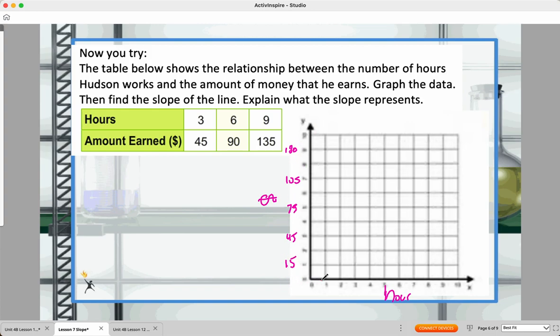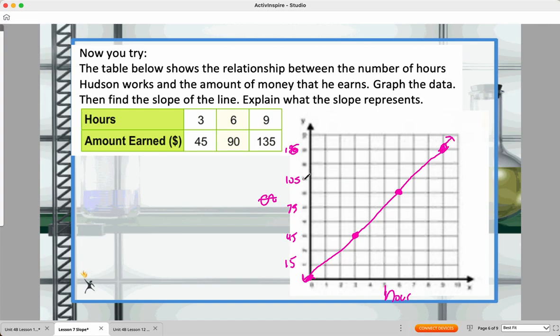So I know after 3 hours, he's made $45. That's my first point. For 6 hours, he's made $90. That's right here. And for 9 hours, he made $135. So I wrote that wrong, 135. There we go. Right here. So we can see if we were to create this graph, we see this. This time we can see it's proportional because that goes through the origin if we followed our line perfectly. And it can keep going.